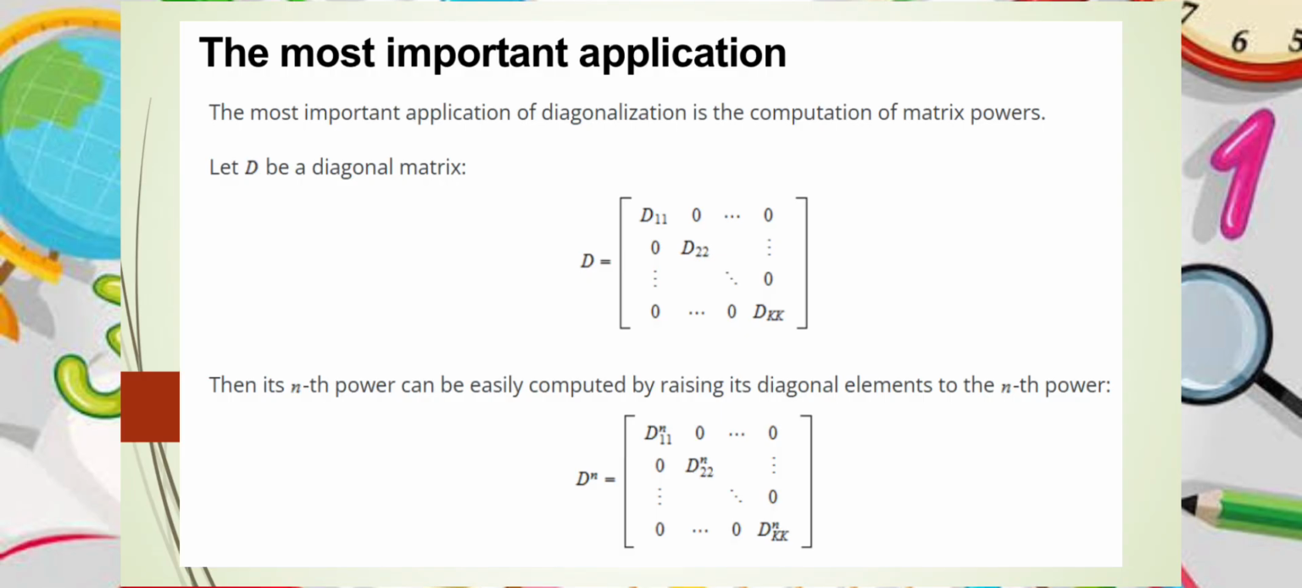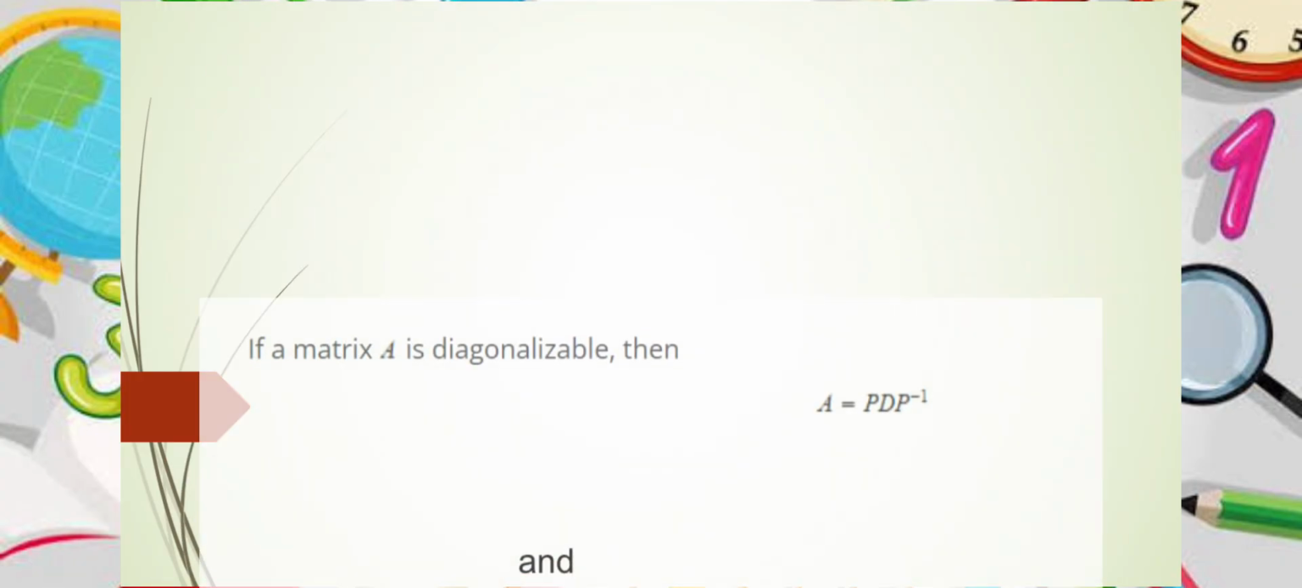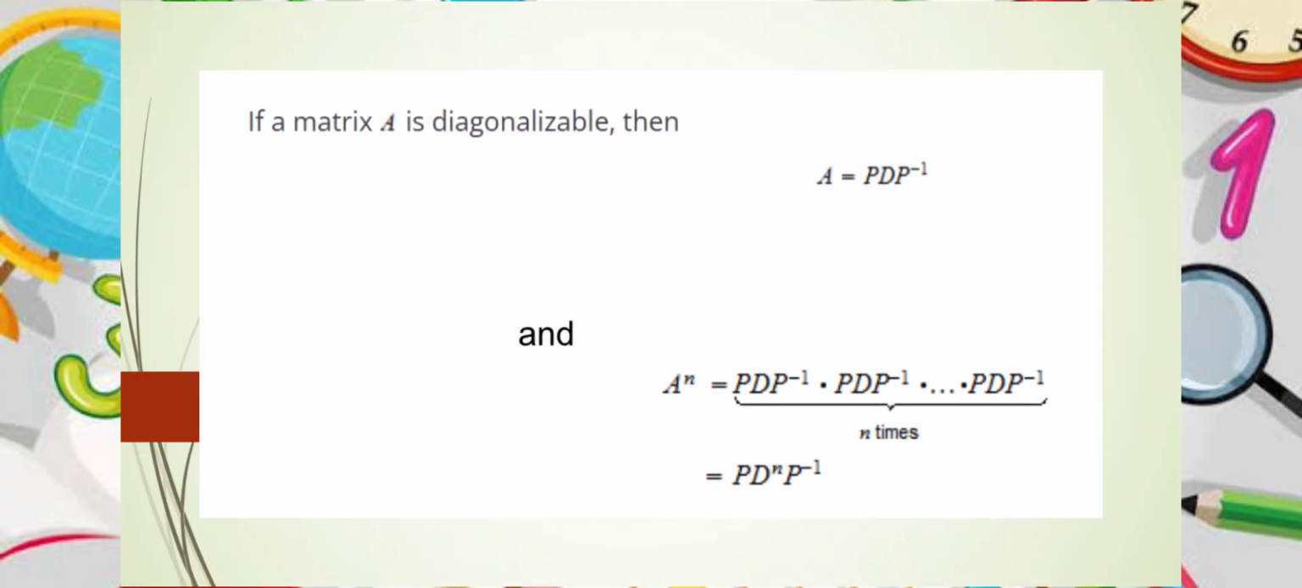So, let D be a diagonal matrix. As shown on the screen, that is how we are going to compute the matrix power. Its nth power can be easily computed by raising its diagonal elements to the nth power. So if a matrix A is diagonalizable, then A = PDP⁻¹, and Aⁿ = (PDP⁻¹)(PDP⁻¹)…(PDP⁻¹), where n is the number of repeated times. This is also equivalent to PDⁿP⁻¹.